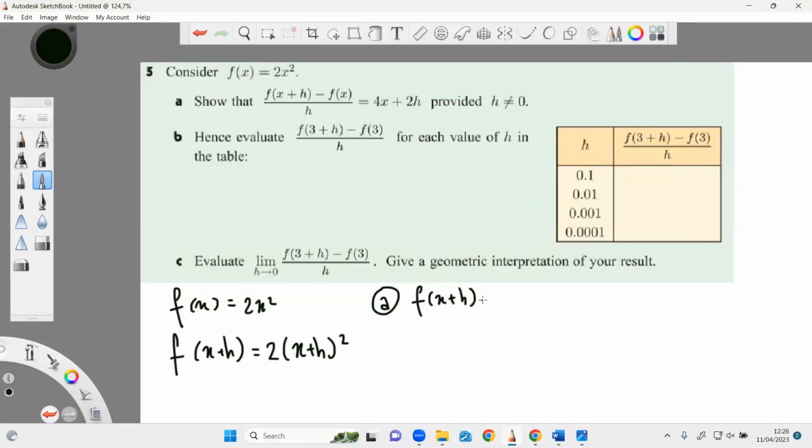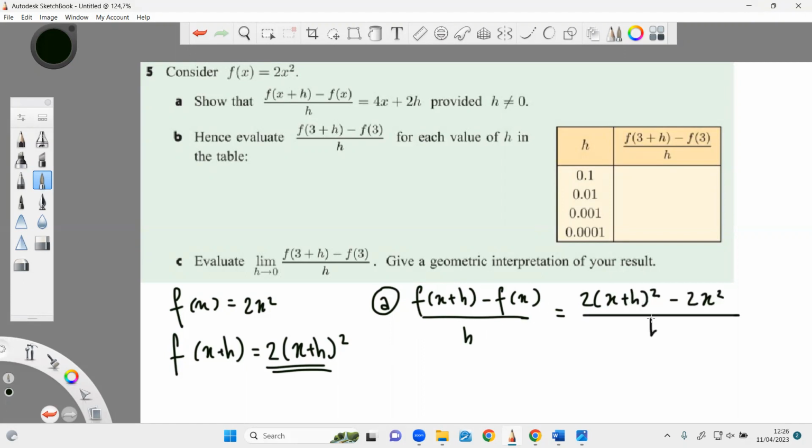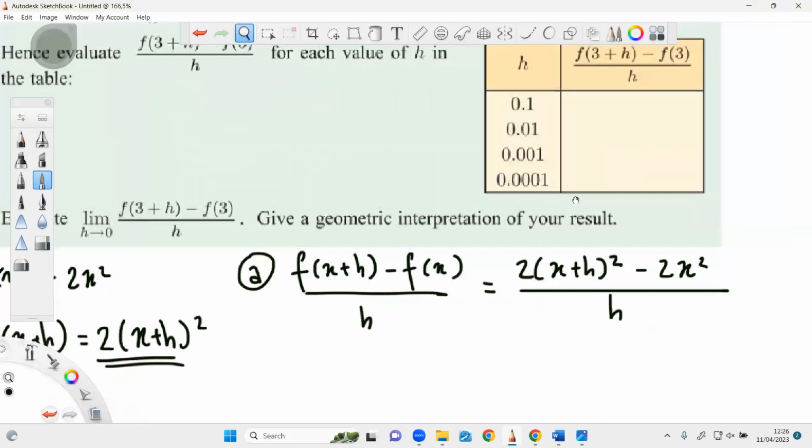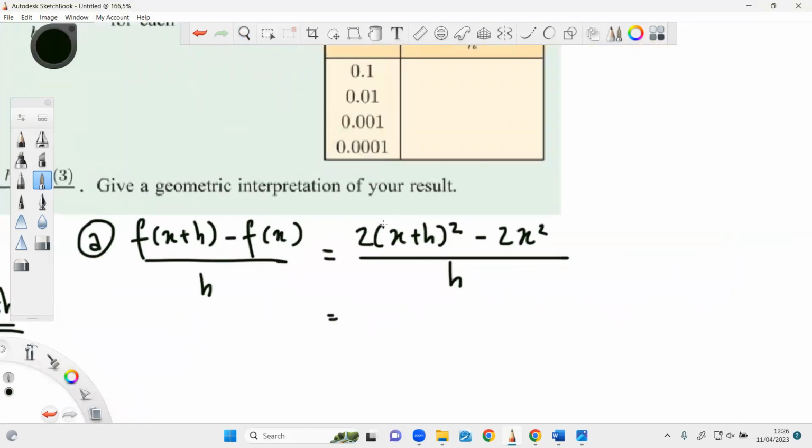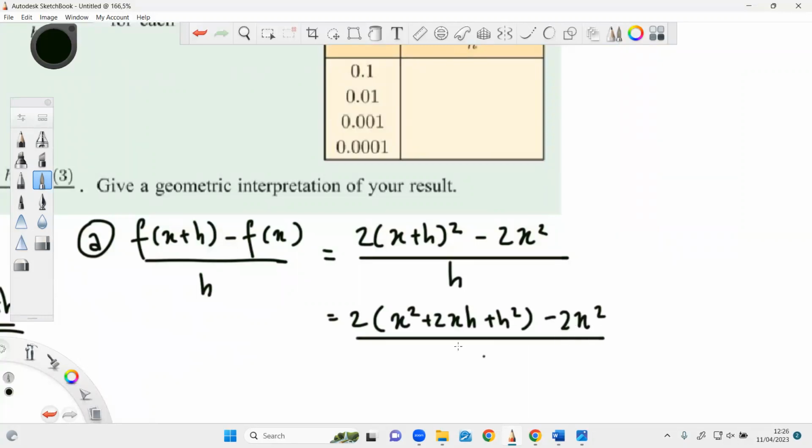I just copy paste the question. Equals. So what is f(x plus h)? Here, minus 2x squared over h. Then you can simplify the left side. You can just put like this. Yeah, I hope you understand what I do. Over h.